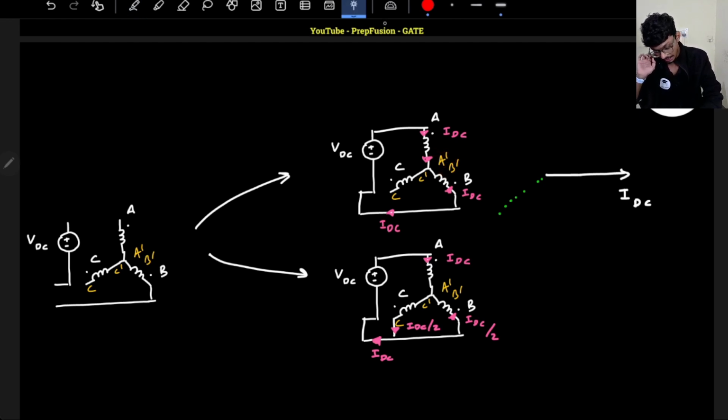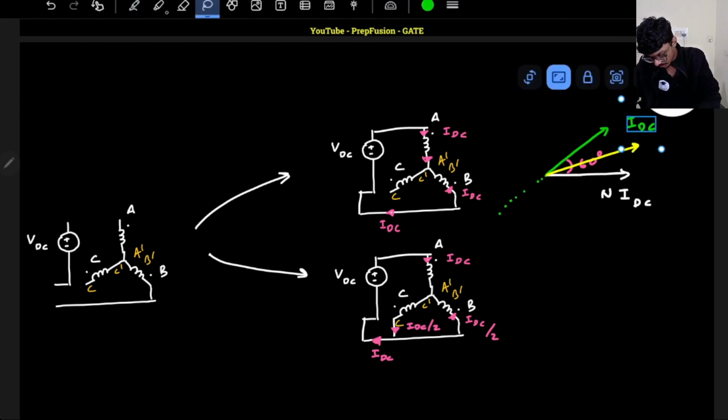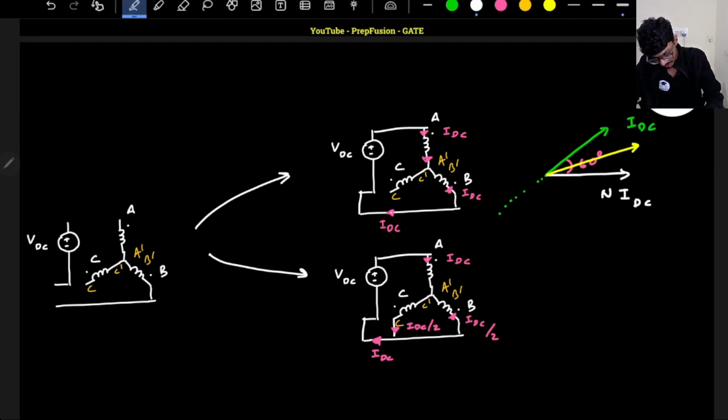But actually, I am observing that current is leaving the dot, so it is a negative current. Negative current means it will be in the opposite phase of the actual B phase. The magnitude is the same, IDC. So what is the angle? This angle is 120, this whole angle is 180, so this angle will be 60, right? So then what will be the equivalent resultant MMF? This is the MMF provided by phase A, N into IDC. This is the MMF provided by phase B in this direction, N into IDC.